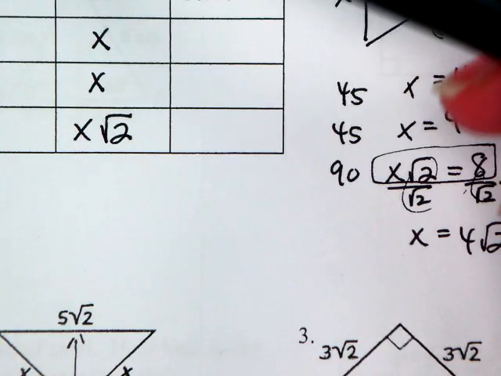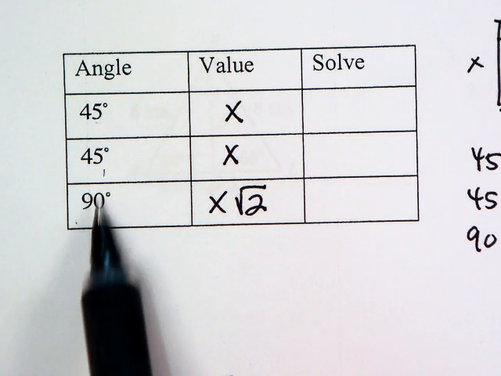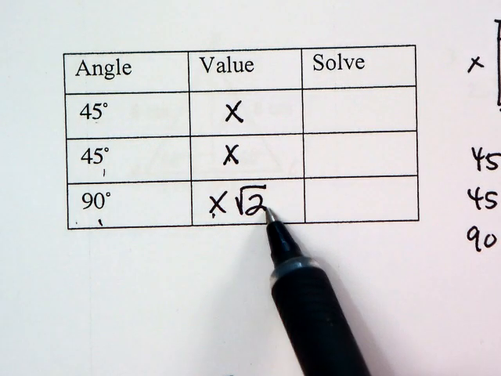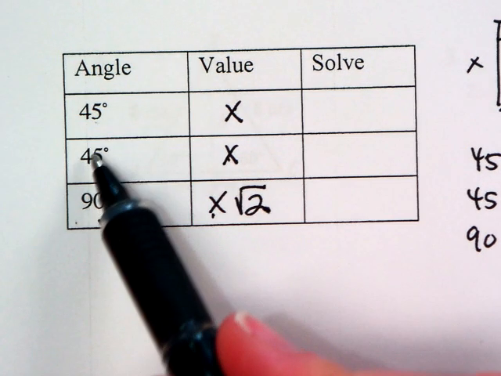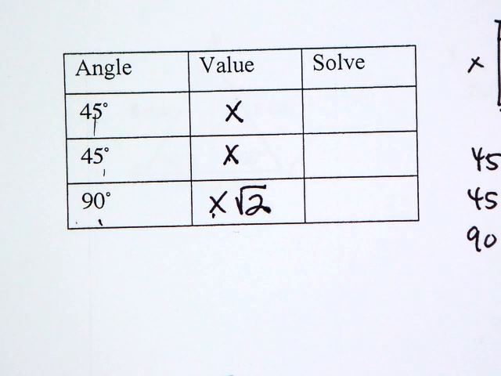When I teach this to kids, I really think that this is the key, that you write 45, 45, 90, and you start with x, x, x square root of 2, because when we do the next triangle, the next lesson about 30-60-90s, these are different. It helps you keep straight who you are solving for.